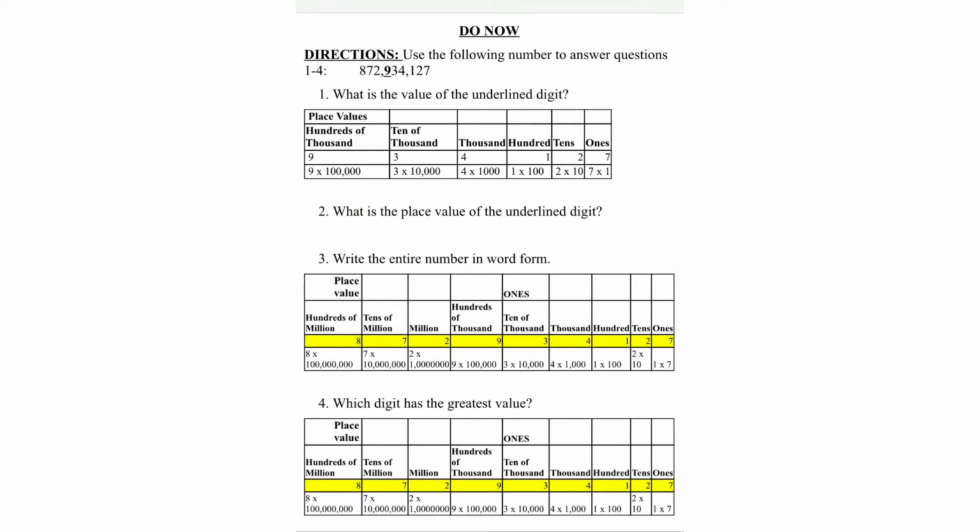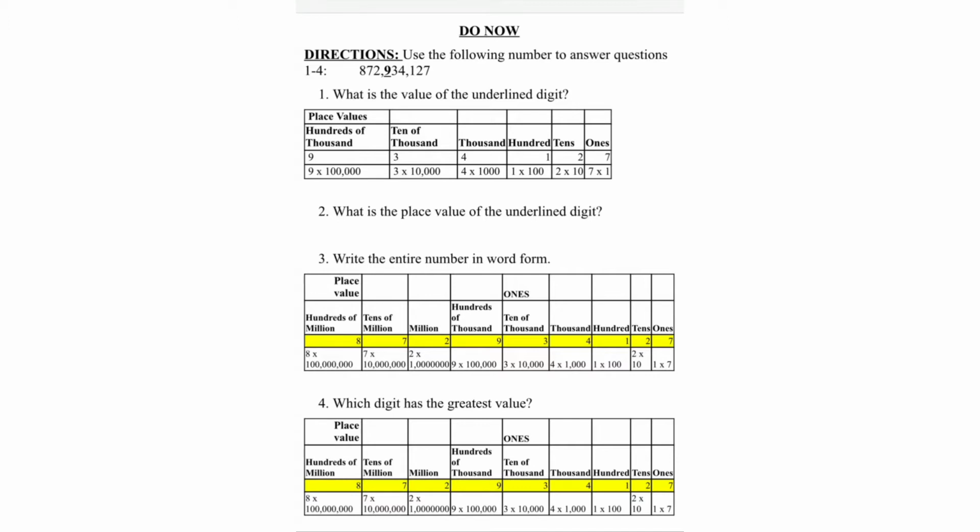Okay, scholars, so here is our first question. It's asking us, what's the value of the underlined digit? Great, 900,000. So let's visit that for a minute. Why 900,000? Okay, so the nines and the what? That's right. In the 100,000 place, we have 9 times 100,000, that's 900,000. In the ten thousands, we have 3 times 10,000, so we got 30,000.